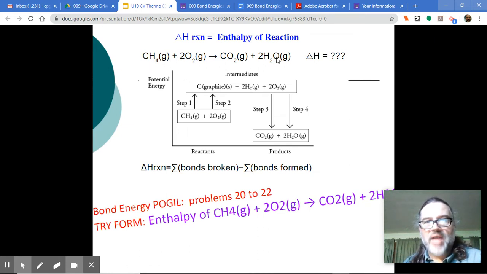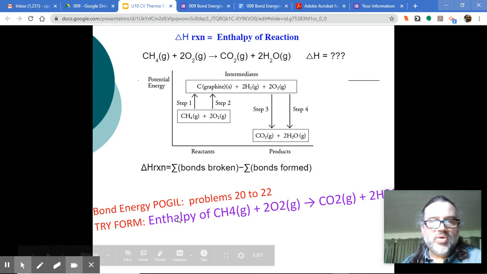Now, in your POGIL, there's an example problem, 20 to 22, and it involves this chemical reaction. You're asked to balance it first, and then you're asked to imagine that this breaks apart into carbon and 4 hydrogens, this breaks apart into 4 oxygens, and then this forms CO2 and this forms water. You need to think about all those steps and think about how many bonds are broken, how many bonds are formed.